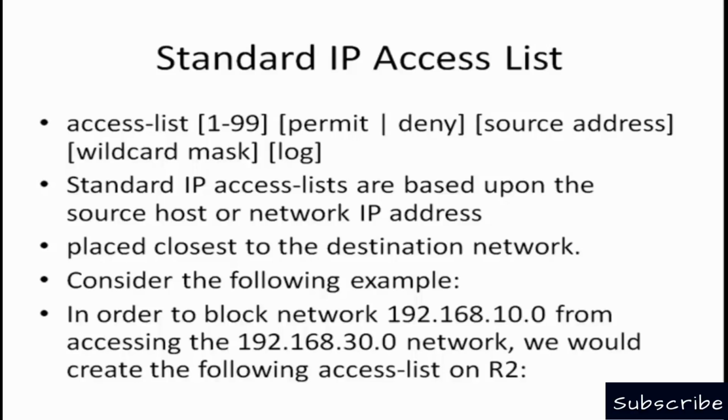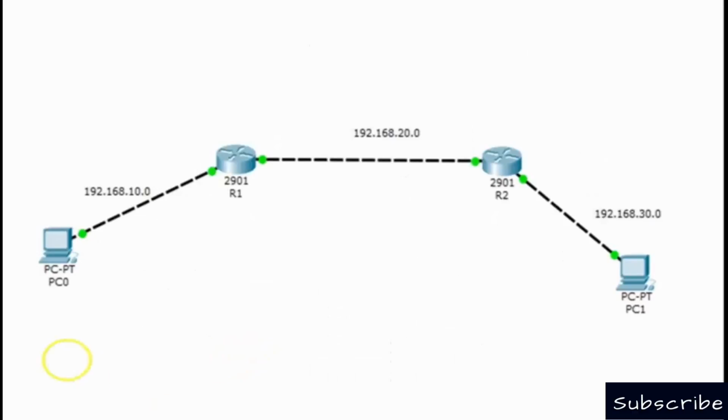the 192.168.10.0 network from accessing 192.168.30.0. As in this figure, we want to restrict the traffic from 192.168.10.0 from reaching 192.168.30.0. As we discussed, we need to configure this near the destination. So here the destination is over here, so that's why we will configure it on R2.